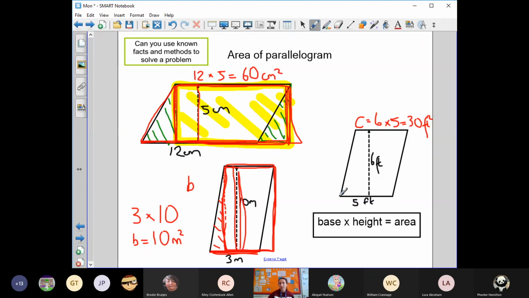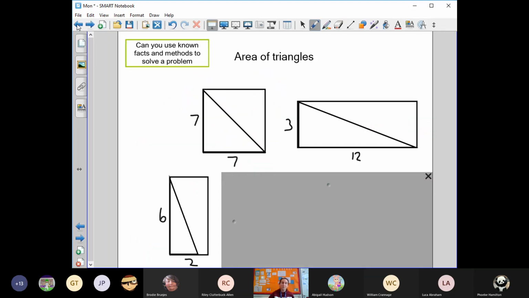Okay, so for this one, I've done the base, 5 feet, times the height, 6 feet. So I've done 6 times 5 is 30. So it's quite a nice, easy shape to do.